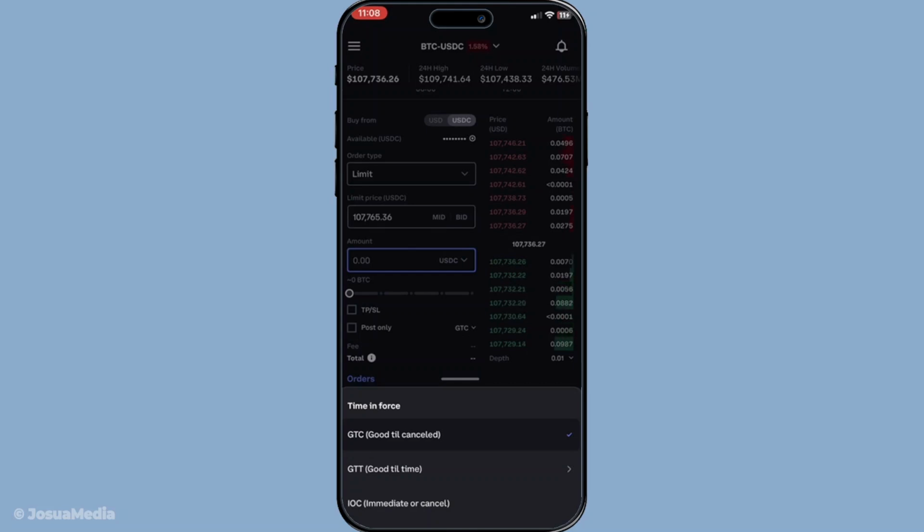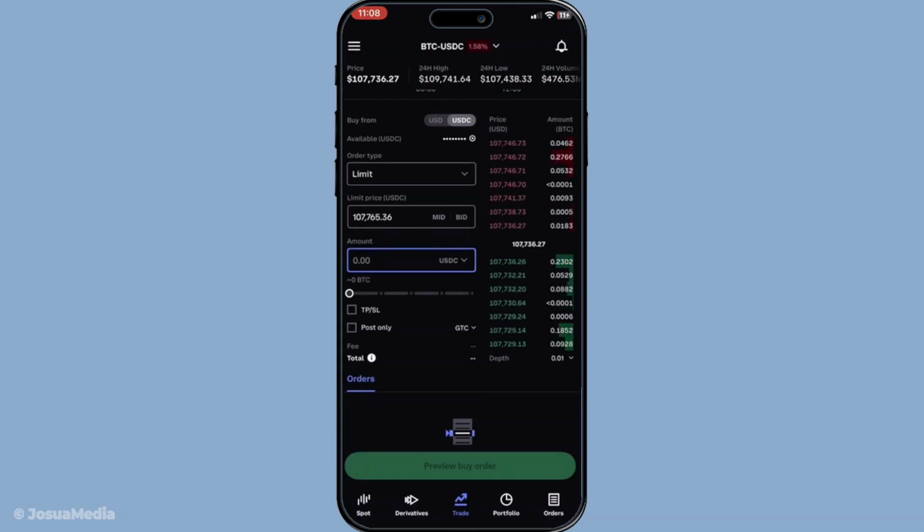Before finalizing the transaction, it's important to review all the details. Double checking ensures that everything is in order and aligns with your trading objectives. Once satisfied, go ahead and place the order.